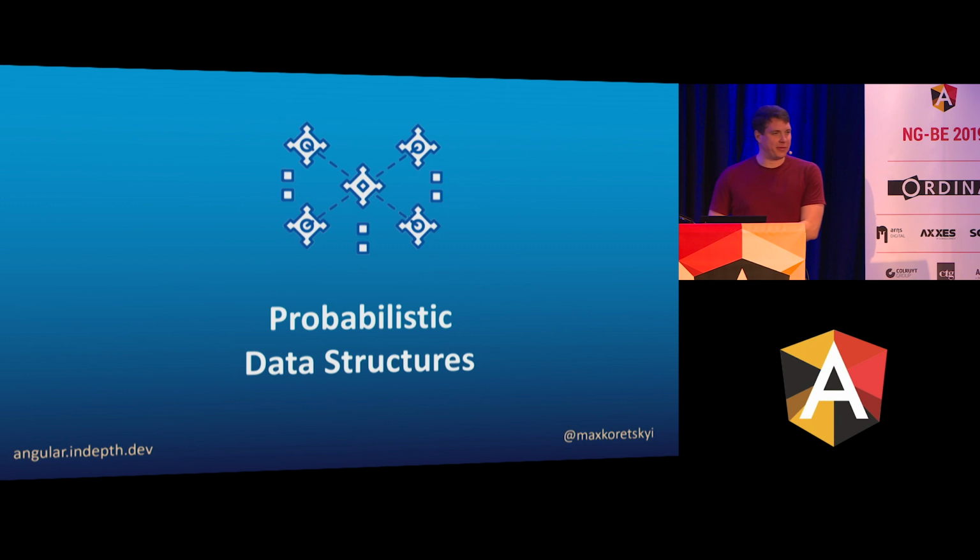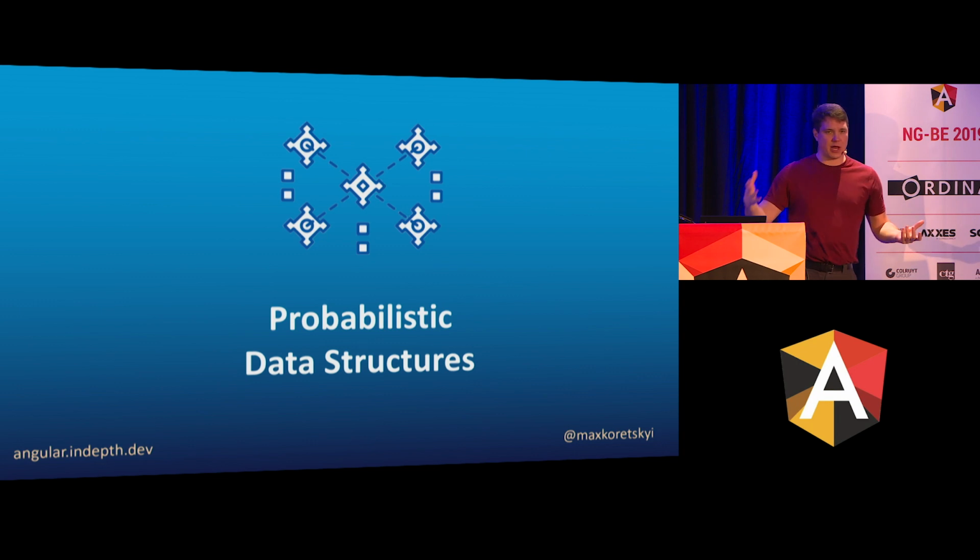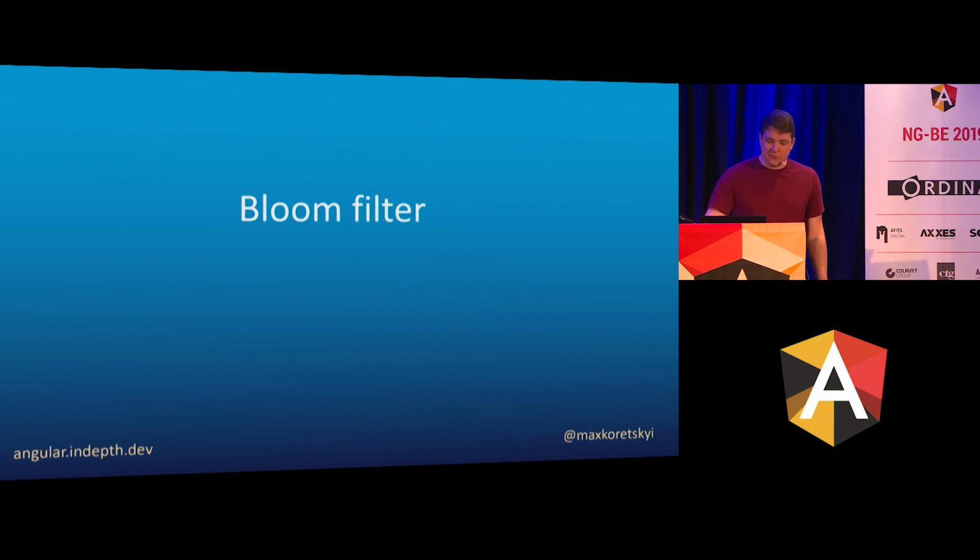Now we move to probabilistic data structures. I've already told you that this is a special kind of data structure that does not replace regular data structures like arrays and hash maps that we get used to using in JavaScript, but they go hand in hand. And one of them is the Bloom filter.